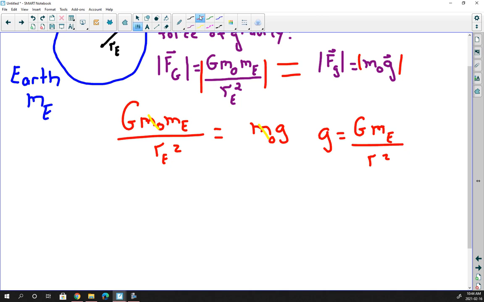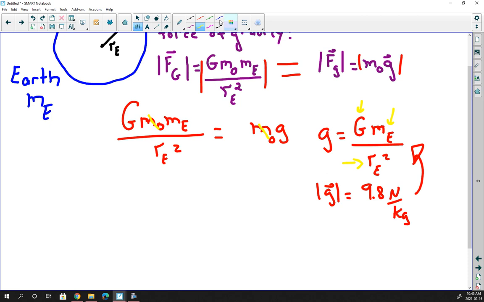Okay? So in grade 11, I just told you this was 9.8 newtons per kilogram. All right? Now, what I'm telling you is that this 9.8 newtons per kilogram that we talked about in grade 11 last year comes from this equation. It depends on the universal gravitational constant, right? It depends on the mass of the Earth. It depends on the radius of the Earth.